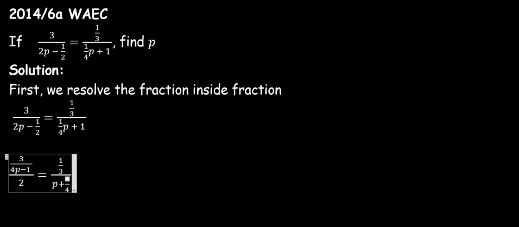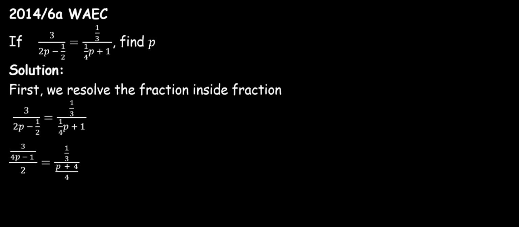That's a simple fractional operation that took place there. And you all know, we're representing it with a division sign so that we can get clarity. That will be 3 divided by 4p minus 1 divided by 2 will be equal to 1 over 3 divided by p plus 4 divided by 4.